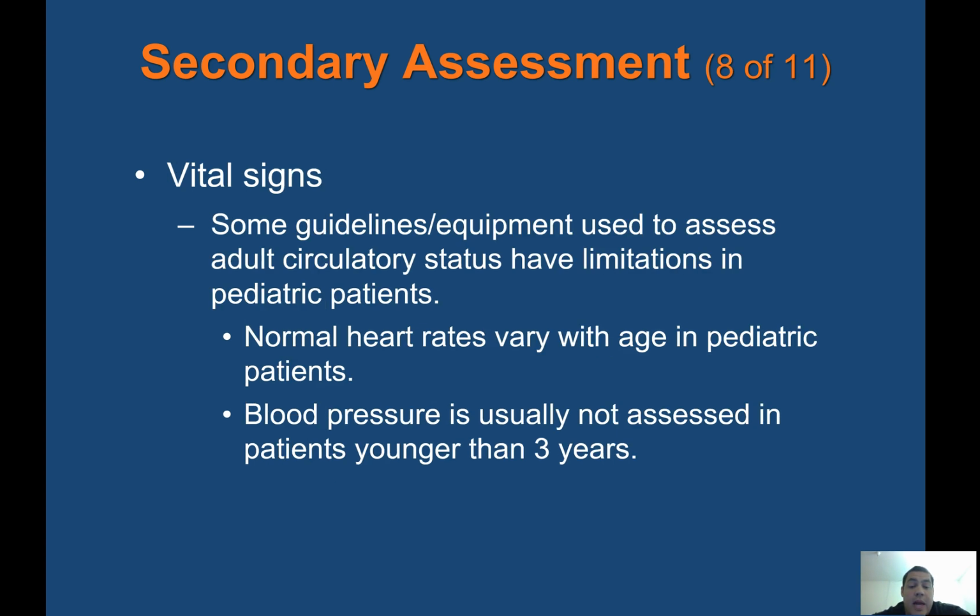Vital signs. Some guidelines and equipment used to assess adult circulatory status have limitations in pediatric patients. Normal heart rate varies with age in pediatric patients. Blood pressure is usually not assessed in patients younger than 3 years. So at least just get a pulse rate, and then skin color too.